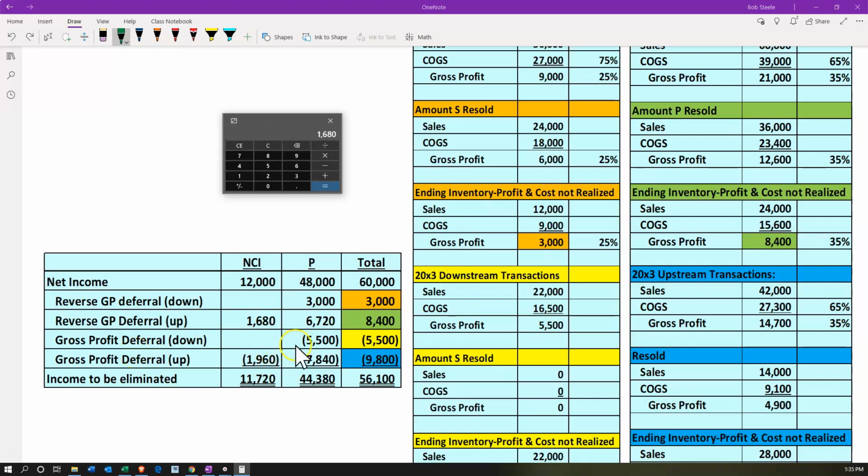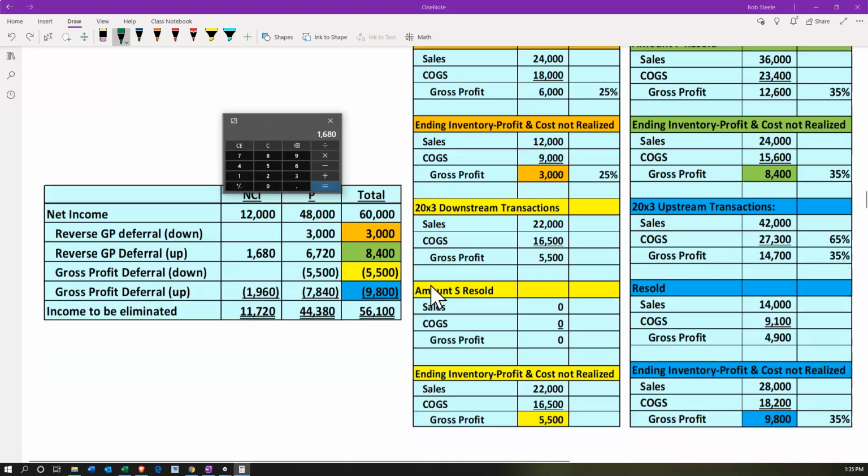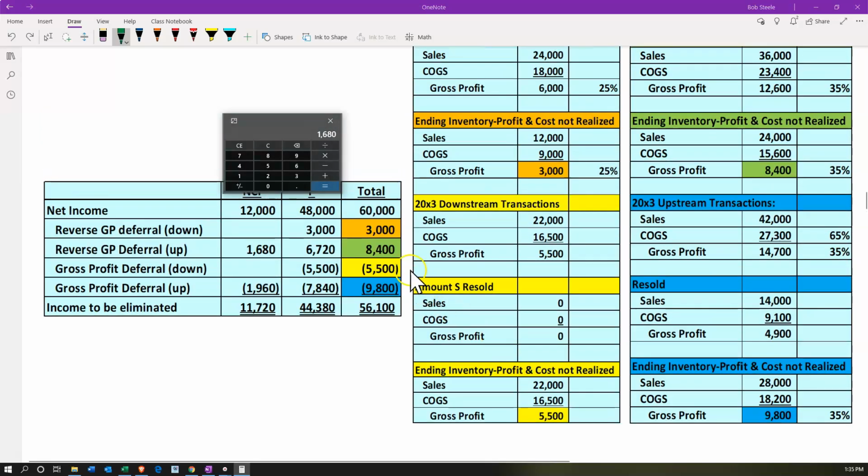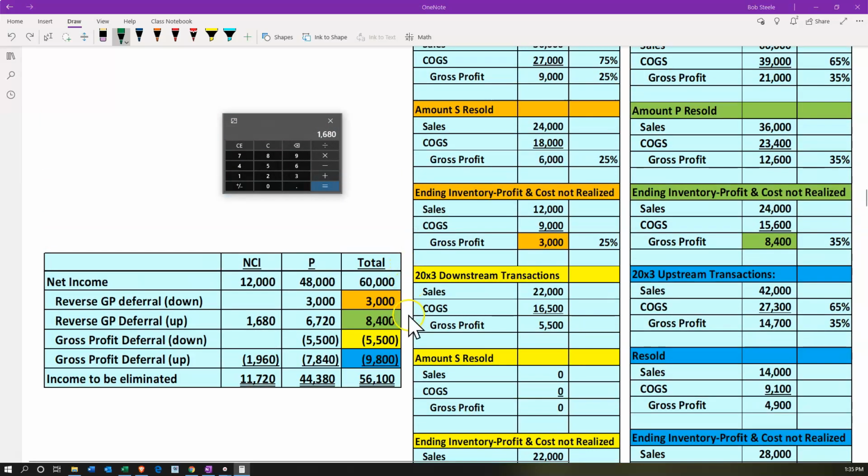So we're going to say current year transaction. We're looking at the 2000 X3 down transaction. Again, we're looking at the last item, which is going to be the 5,500 in our worksheet. So I put that in the total first. And then again, because it's the down transaction, we're only going to be putting that in column P, not breaking it out 80/20.